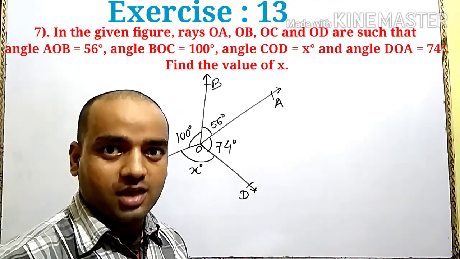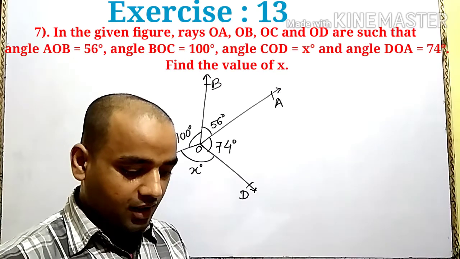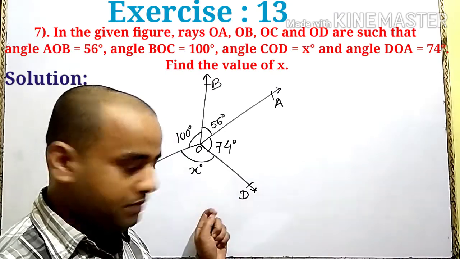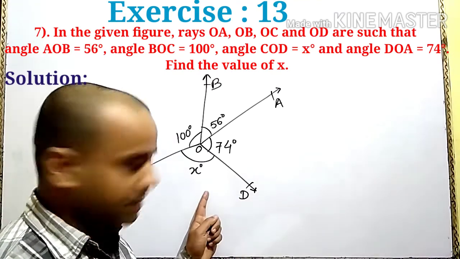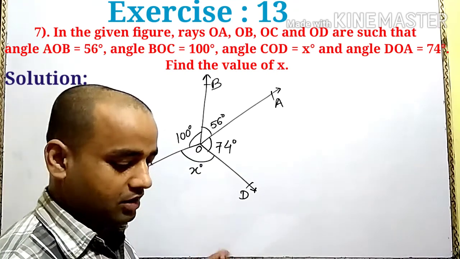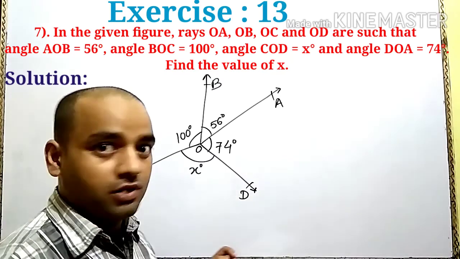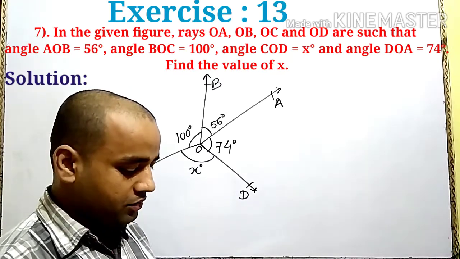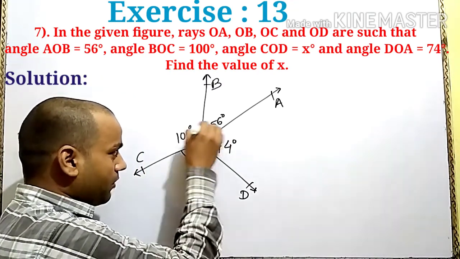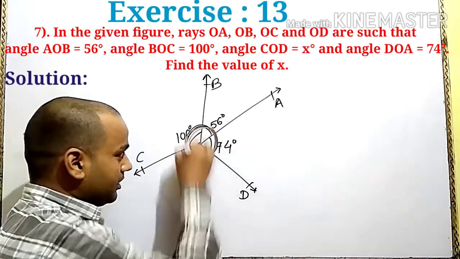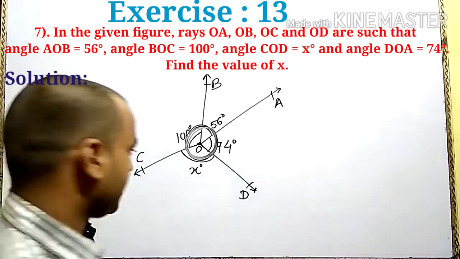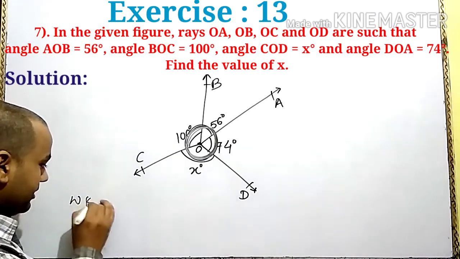In question number 7, in the given figure, rays OA, OB, OC and OD are such that angle AOB is 56 degree, angle BOC is 100 degree, angle COD is x degree and angle DOA is equal to 74 degree. Find the value of x. So we know that the sum of all angles around a point is 360 degree.